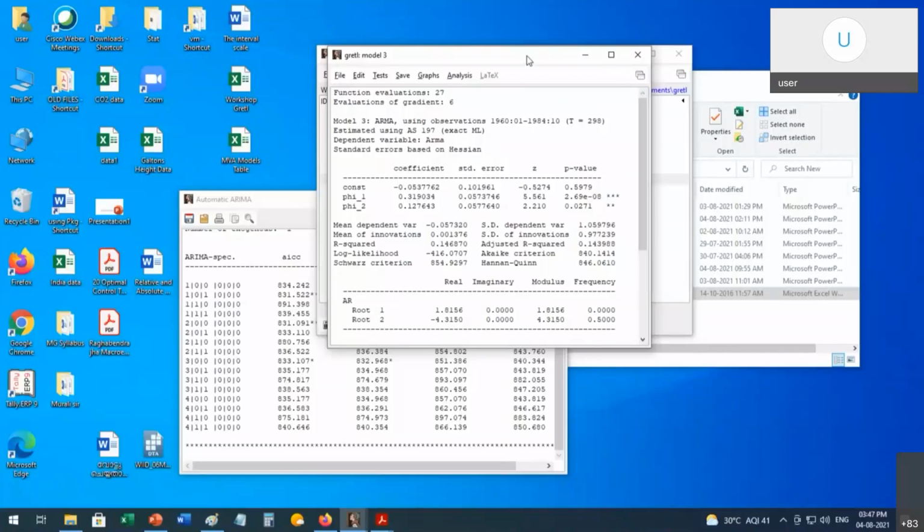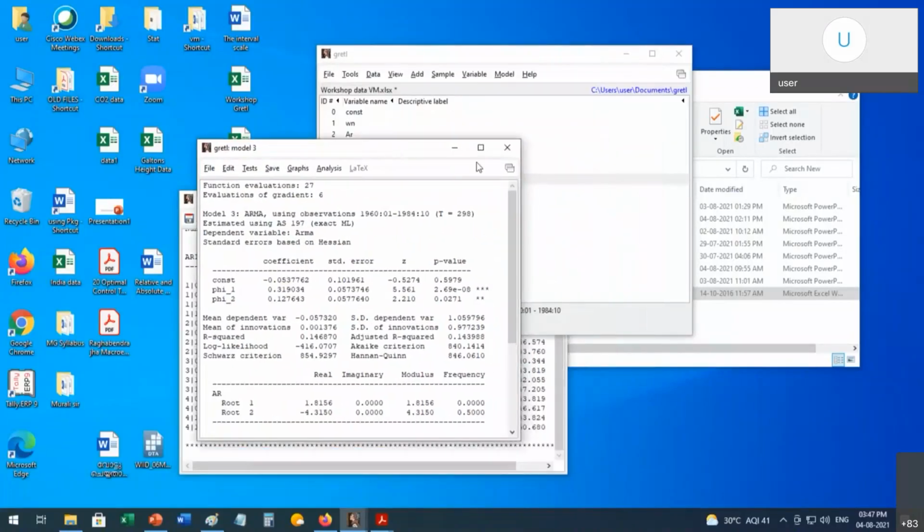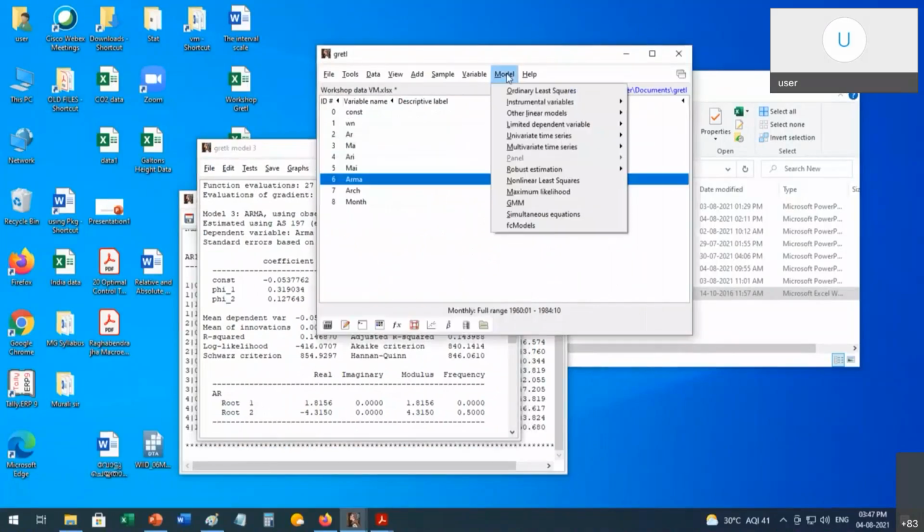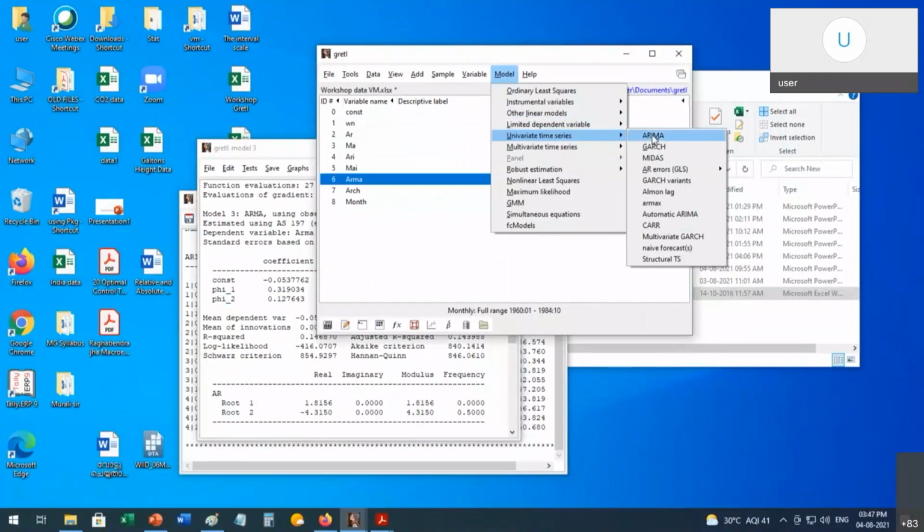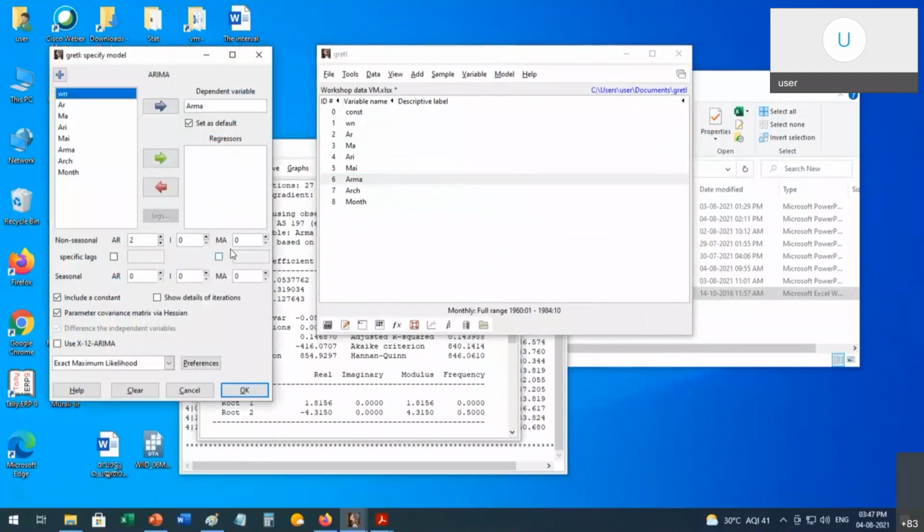Or for just an illustration, I shall show you this. Okay, we go to the model, univariate time series, ARMA, and I am putting this MA term 1 just for illustration. And it is seasonal AR1 and seasonal MA1. Okay. And then we are estimating this, clicking OK.